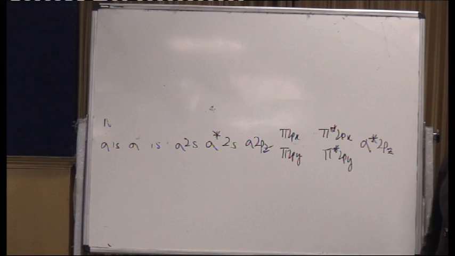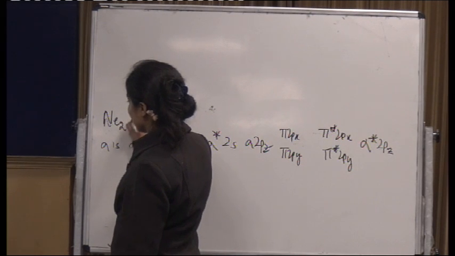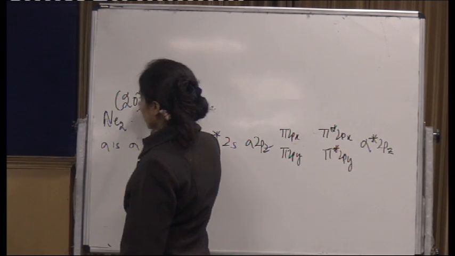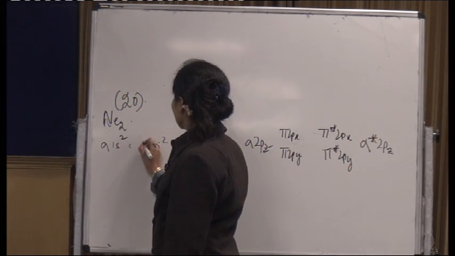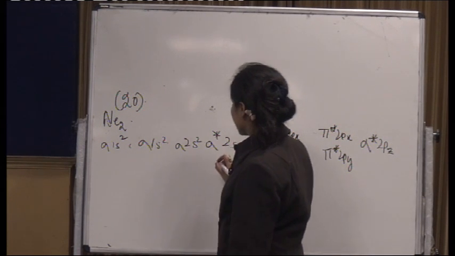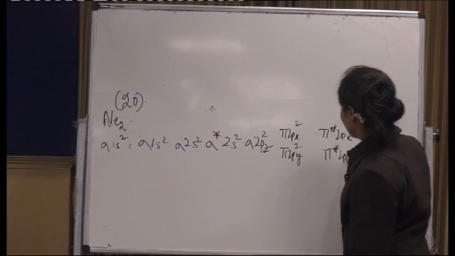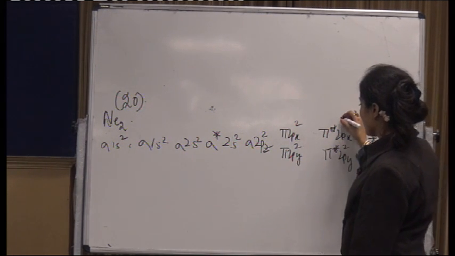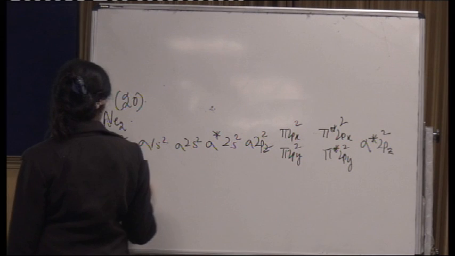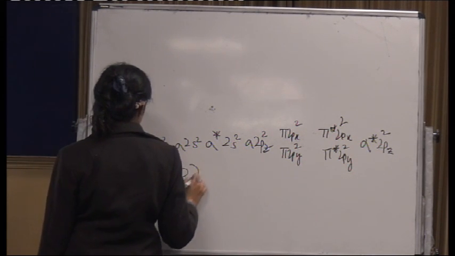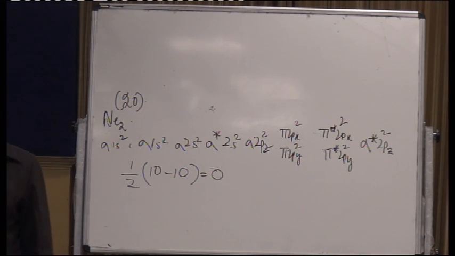ठीक है? And neon means 10 electrons in 1. So a total of Ne2 में कितने होंगे? 20 electrons. 20 electrons means 2, 4, 6, 8, 10, 12, 14, 16, and 18 and 20. So the bond order in this case will be half of 10 minus 10, which is equal to 0. And again, because the bond order is 0, there is no possibility of the Ne2 getting formed.